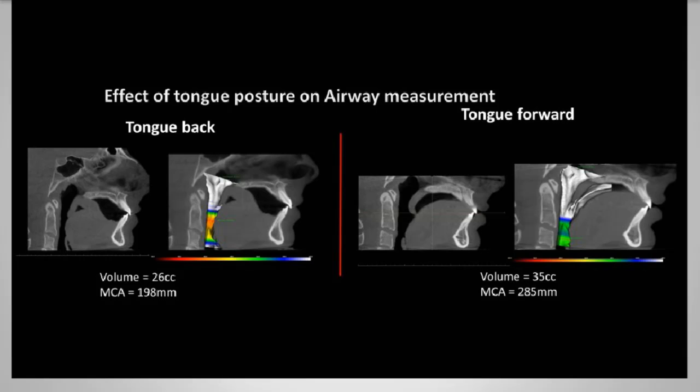So that really tells us two things. Number one, tongue position is very important in controlling and standardizing imaging protocols. And secondly, the tongue is everything. So the tongue is a big culprit when it comes to airway obstruction.